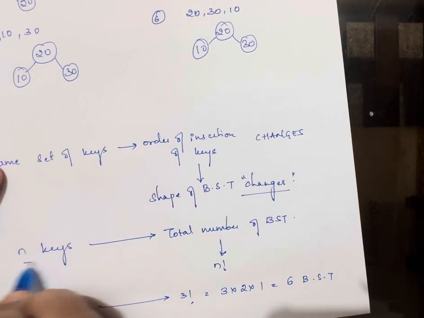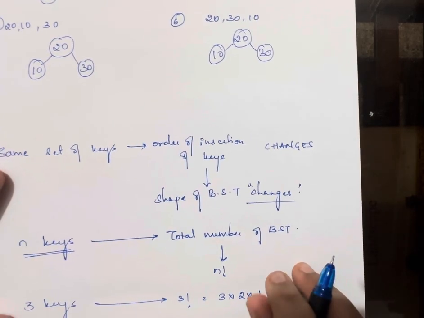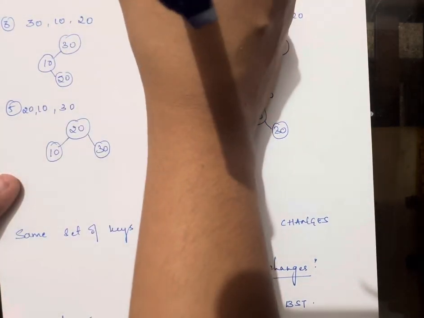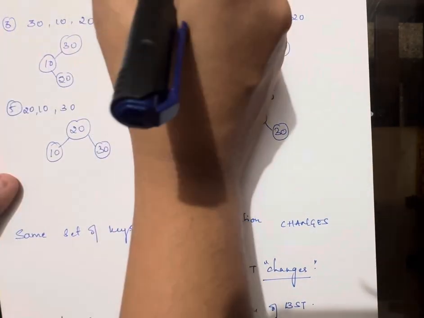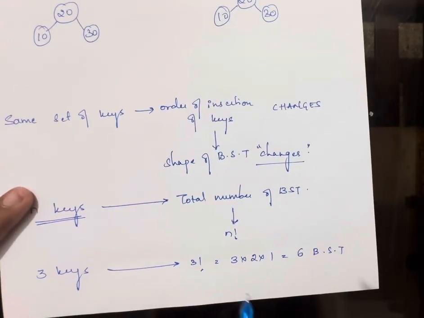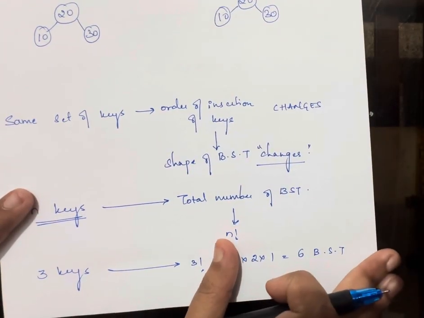So if we have n keys, then the total number of binary search trees for n keys is n factorial. So here we've taken 3 keys, so the number of binary search trees that we can construct using these 3 keys is 3 factorial, which is 6 binary search trees.